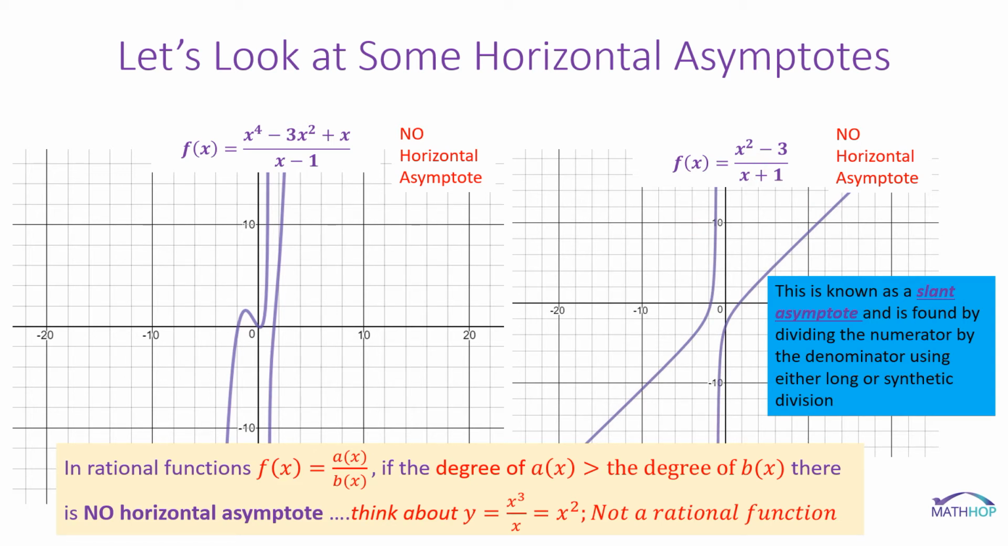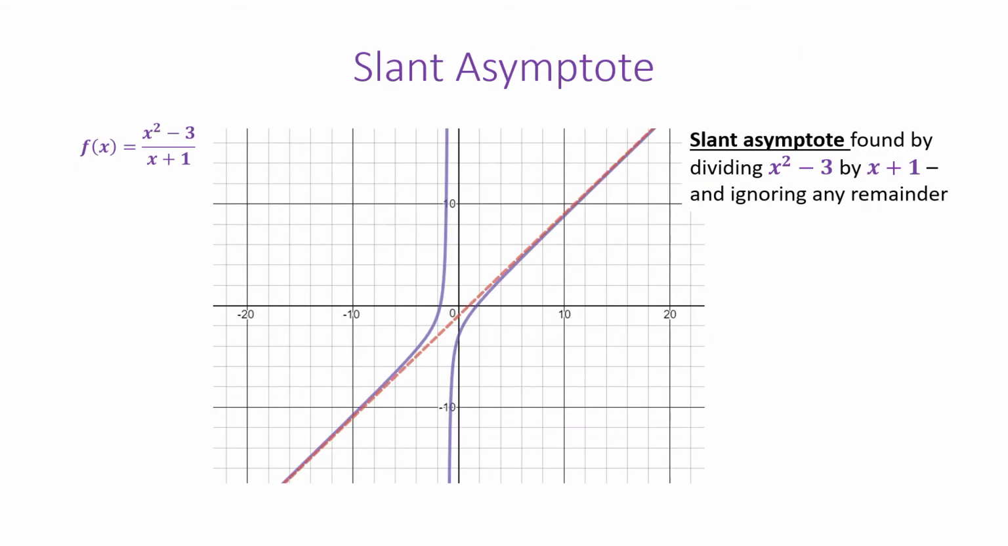And we find it by taking the numerator and using either long division or synthetic division and dividing it by the denominator. So let's see what this one would look like. If we took x squared minus 3 and divided by x plus 1 and ignored any remainder we got, we would get a slant asymptote of y equals x minus 1. And it would fit right in there where we thought a diagonal asymptote would be.